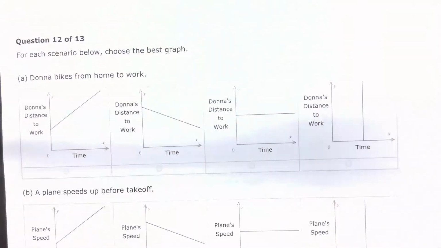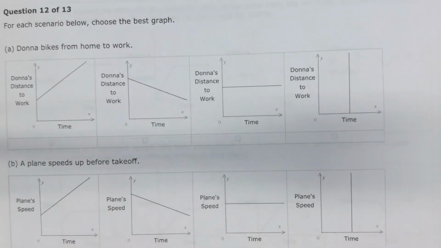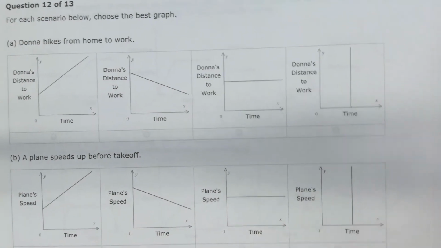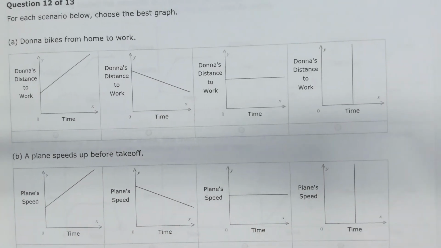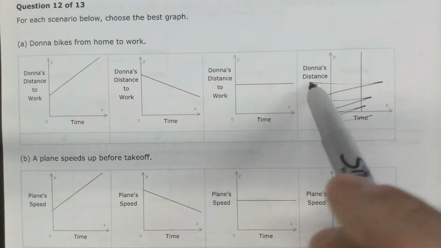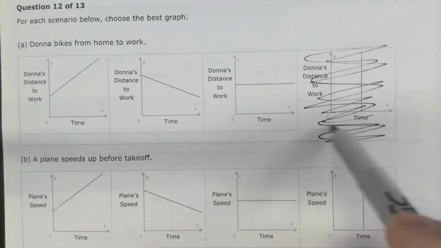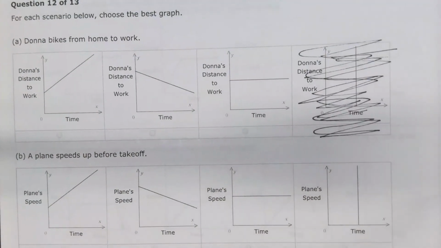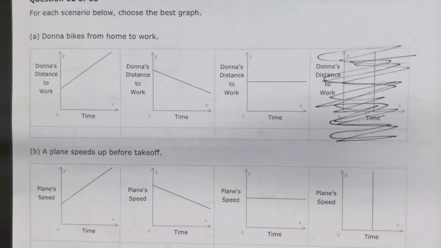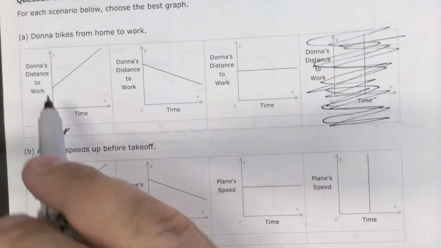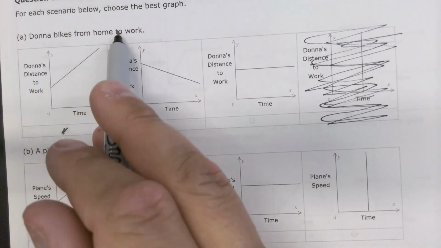Here we go. Donna bikes from home to work. So which one is getting farther away from 0? Not rocket ship. Which one of these is, it's A definitely, right? Because she's going from home to work.